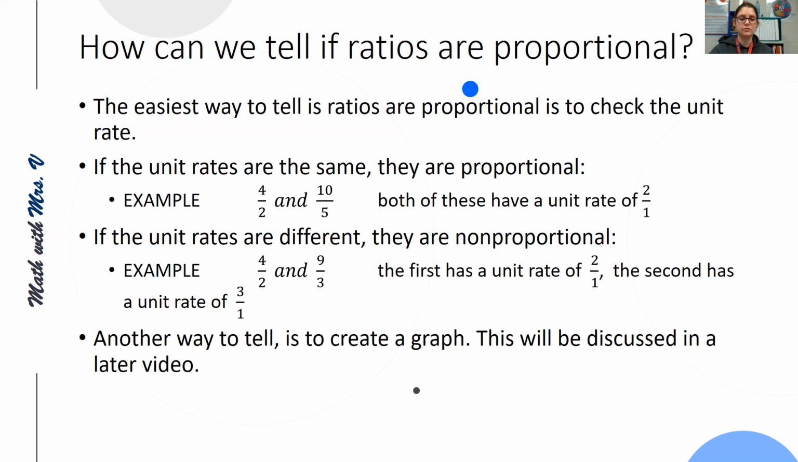So how to tell if ratios are proportional? The easiest way is to check the unit rate. If they have the same unit rate, they're proportional. So for example, 4/2 and 10/5 both have a unit rate of 1/2. So they are proportional. If the unit rates are different, they are non-proportional. For example, 4/2 and 9/3: the first has a unit rate of 2/1, but the second has a unit rate of 3/1. So these are non-proportional. You can also tell by creating a graph, but this will be discussed in a later video.